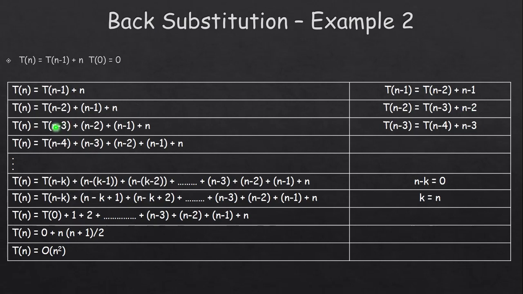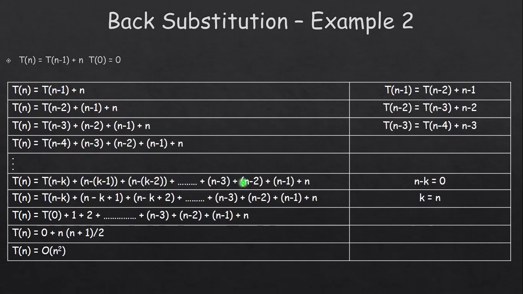That is t of n minus 3 plus n minus 2 plus n minus 1 plus n. I will write one more term. So this is the pattern I have generated. Generalize this one in terms of k. T of n equal to t of n minus k. Now how will I write this term? N minus k minus 1, because this is n minus 4 minus 1. How will I write this term? N minus k minus 2, because this is n minus 4 minus 2. So this is the generalized term.